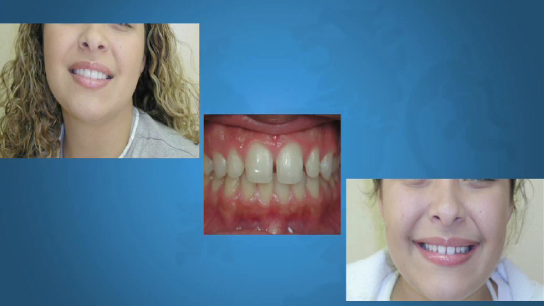This is another example of a patient who, after braces, because she has conic shaped teeth, the orthodontist sent her to have restorations. These restorations were done with direct composite. But independently of what material we're going to use, a smile design is necessary.